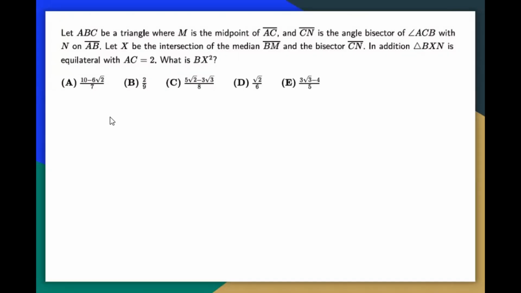Hello, so we have another number 24 from AMC 12B. So let's see what we have. ABC is a triangle, M is the midpoint of AC, CN is the angle bisector of angle ACB, and N is on AB, and X is the intersection of the median BM and bisector CN, and BXN is an equilateral triangle with AC given as 2, and we want BX squared.